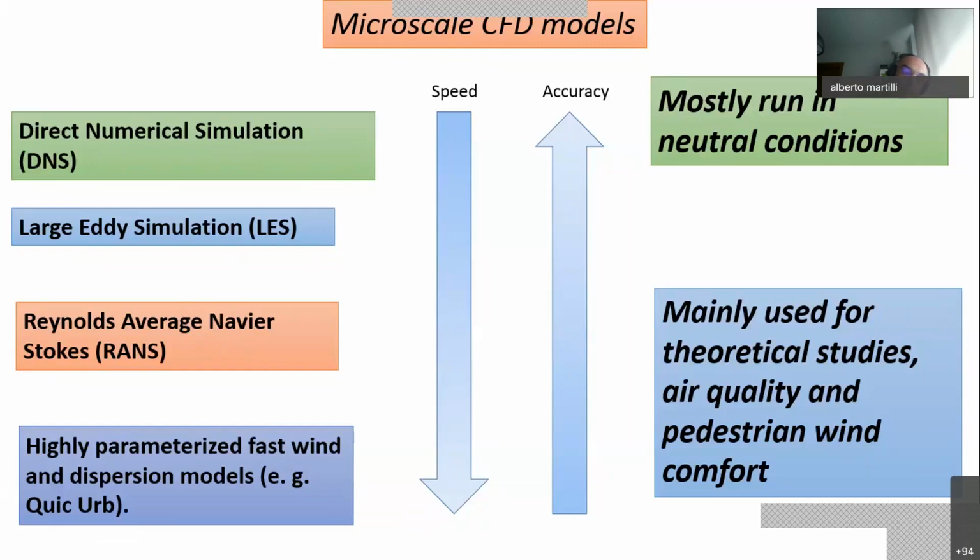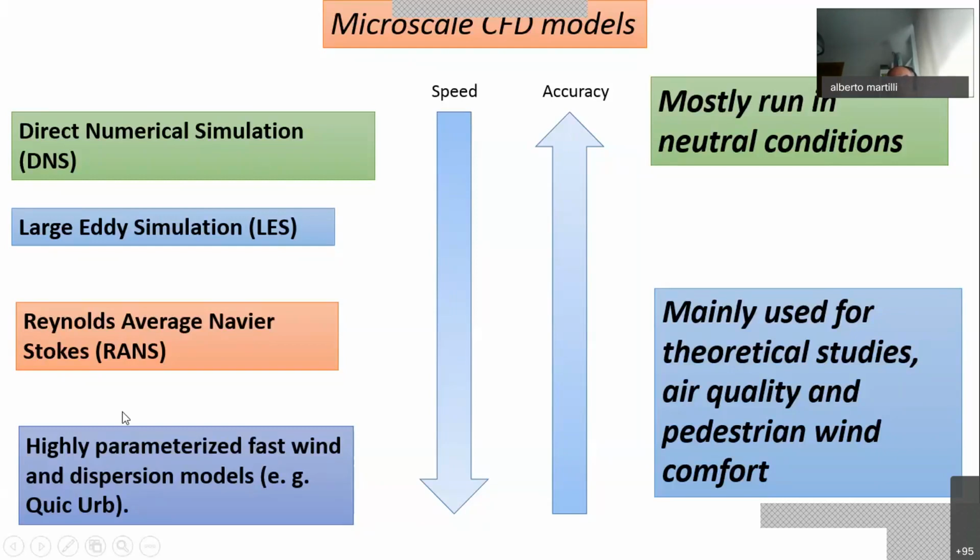And then you have another type of models. Here I indicated highly parameterized fast wind dispersion models like QUIC, but there are many others, for example, that became very popular in particular for emergency response after September 11. And now they're becoming more and more popular also for air quality studies. These models don't solve the Navier-Stokes equations, but they try to parameterize just the main effects like wakes behind the buildings or eddies in the streets. And the advantage is that they can run very fast and over big domains.